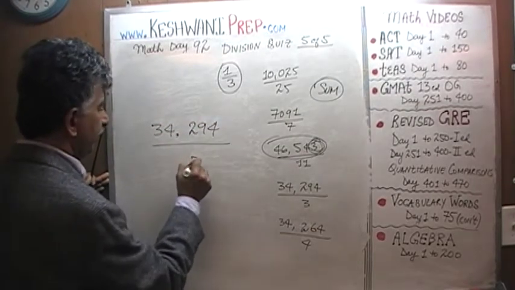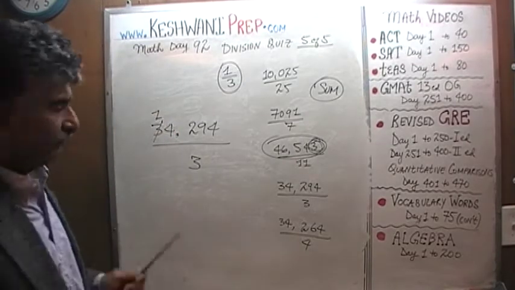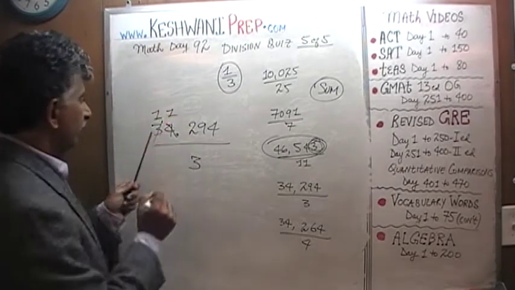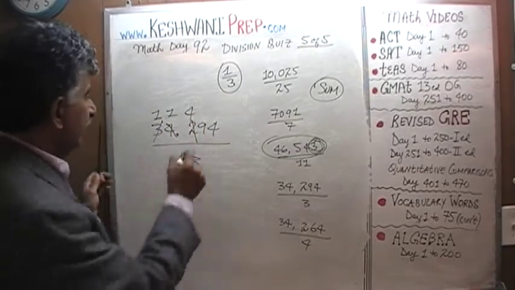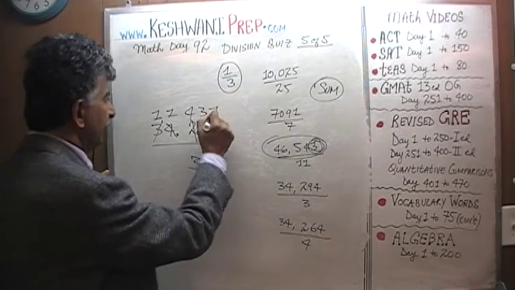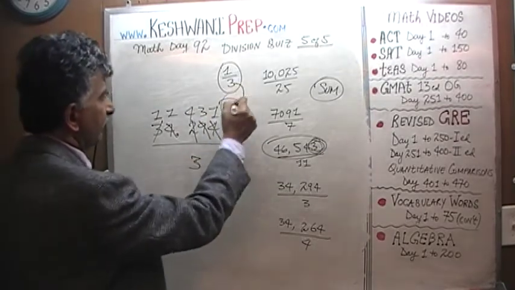34,294 divided by 3. How many 3s does 3 have? 3 has 1 three. How many 3s does 4 have? 4 has 1 three. The remaining one joins the 2, becomes 12. 12 has 4 threes. 3 has 3 threes. 4 has 1 three with a remainder of 1, and a third. There you go, 1 divided by 3 is a third, which is exactly what we said.